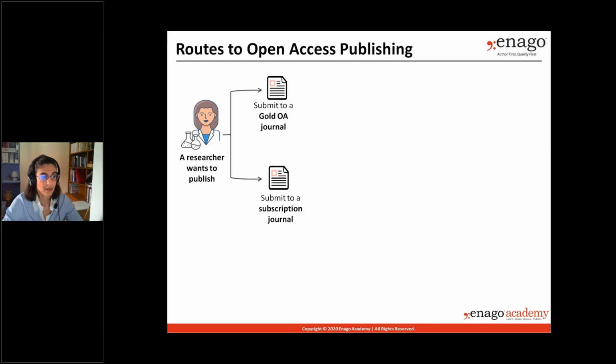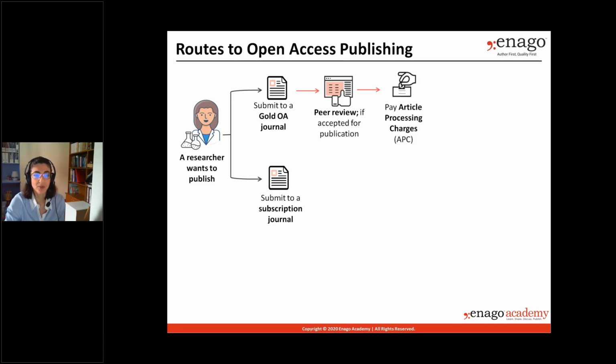Now, routes to open access publishing. Let's take, for example, a researcher who wants to publish and will submit to a gold open access journal or submit to a subscription journal. They have two options. In the case of the gold open access journal, there will be peer review, and if accepted for publication, they will have to pay the processing charges and their article will immediately become open access.